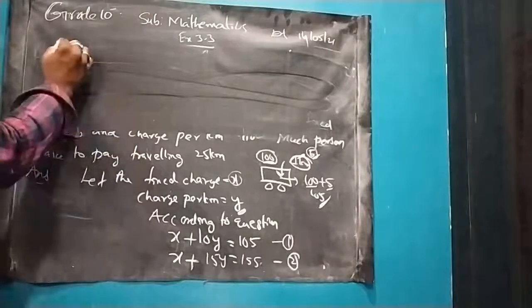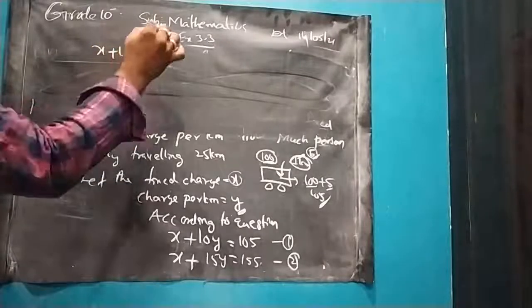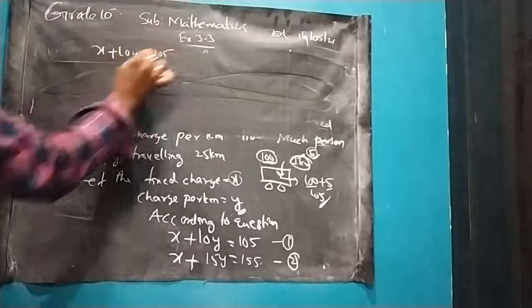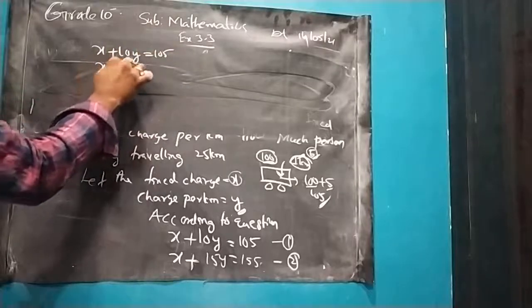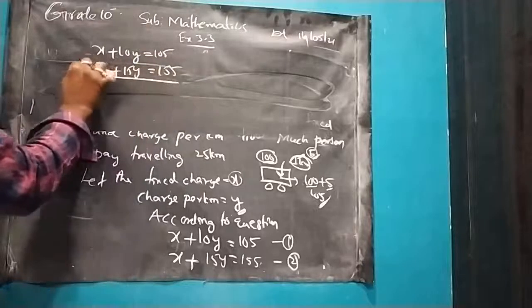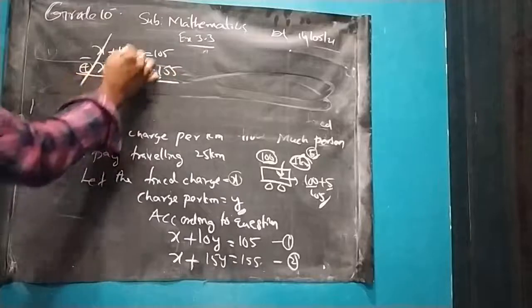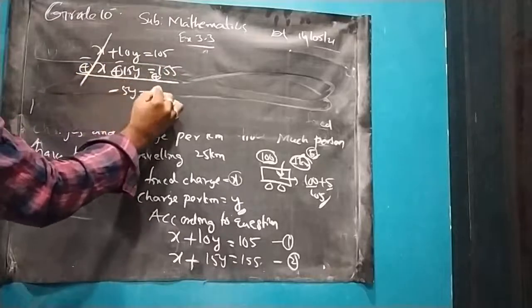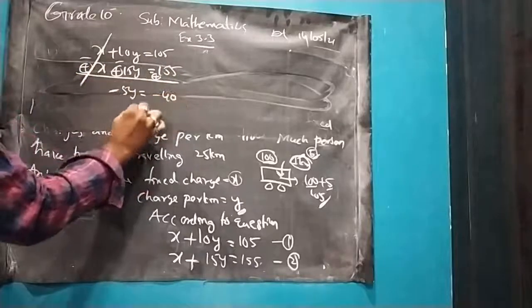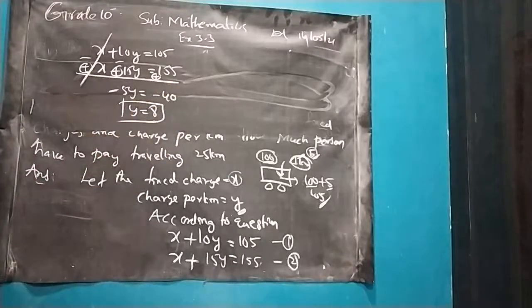Now let us solve this. x plus 10y is equal to 105, x plus 15y is equal to 155. So plus will become minus, plus will become minus, plus will become minus, x gets cancelled. So minus 5y is equal to minus 40, y is equal to 8. So they are going to take the charge per kilometer as 8 rupees. For every 1 kilometer they are going to charge 8 rupees.